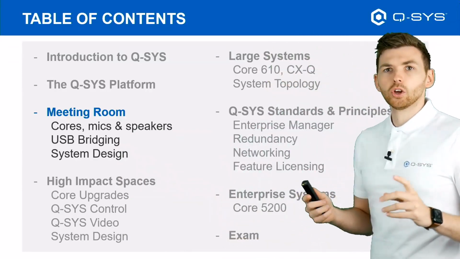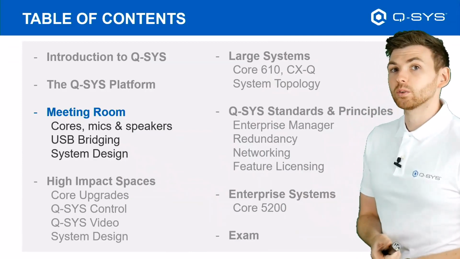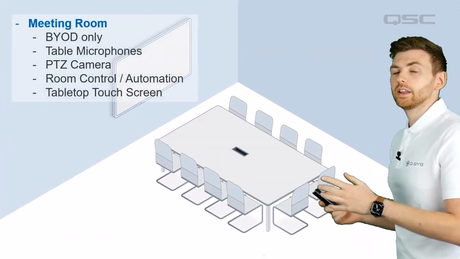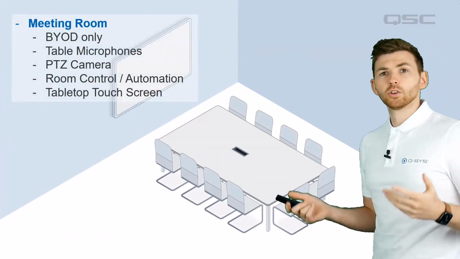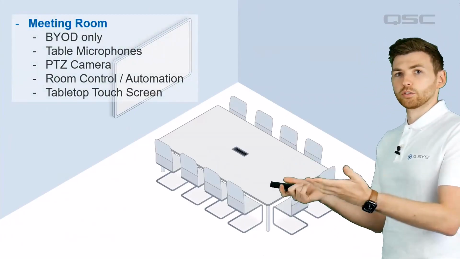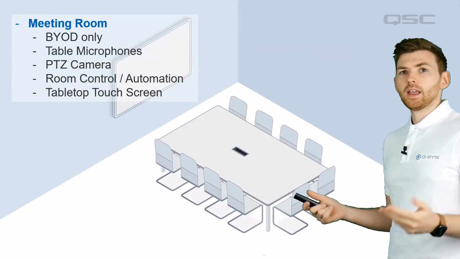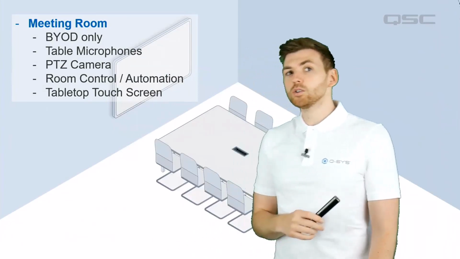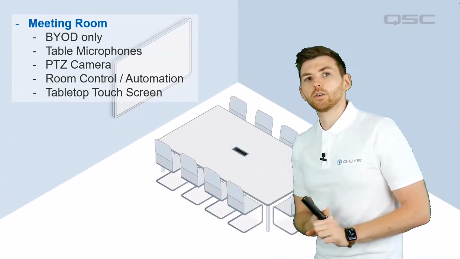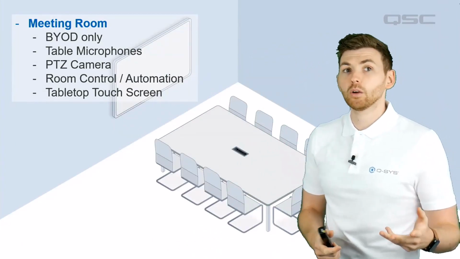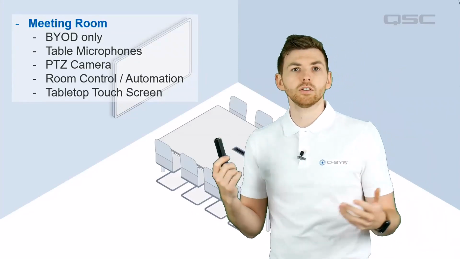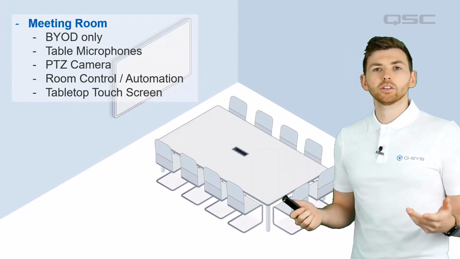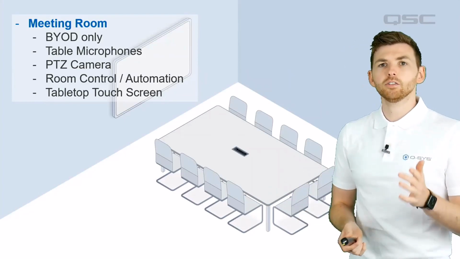Right, let's have a look firstly at the room we're going to be working with here. So here it is, okay? This is a, you know, not a small room, not a big room. It's a sort of medium-sized meeting room here. And the requirements are pretty straightforward. You know, it's going to be a BYOD room. We want to have microphones on the table. We want to have camera. We want to have room control, automation, a touch screen as well. And we need to design all this using Q-SYS, and it's going to be really, really straightforward.